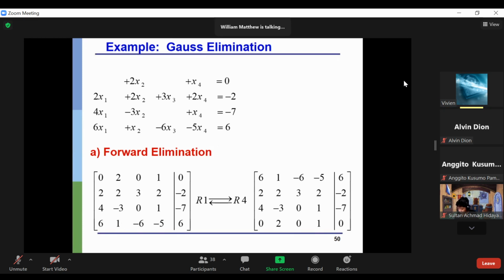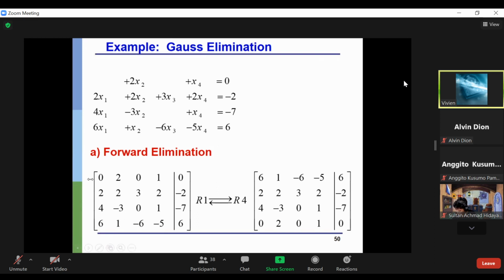Okay, ma'am. So it's just to make sure that the pivot is not zero, and the other thing is the higher row is the higher value, ma'am. Yes, so the highest value will be chosen as the pivot element.